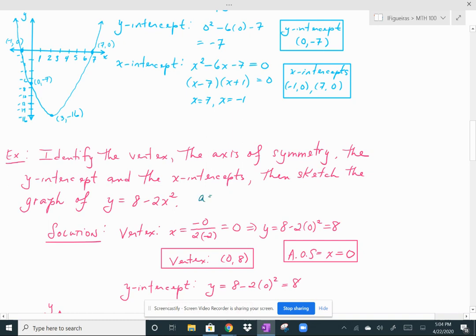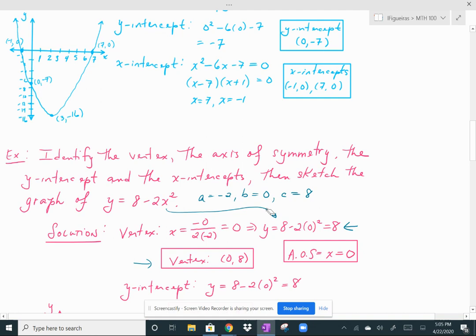So a is negative 2, b is 0 because I don't have an x term here, and my c is the number 8, positive 8. So when you plug into your vertex formula, x is negative b over 2a, so that's negative 0 over 2 times negative 2. Well, 0 divided by negative 4 is definitely equal to 0. And when x is equal to 0, you plug it into your function, which is what you see here, and you get that the y value is 8.